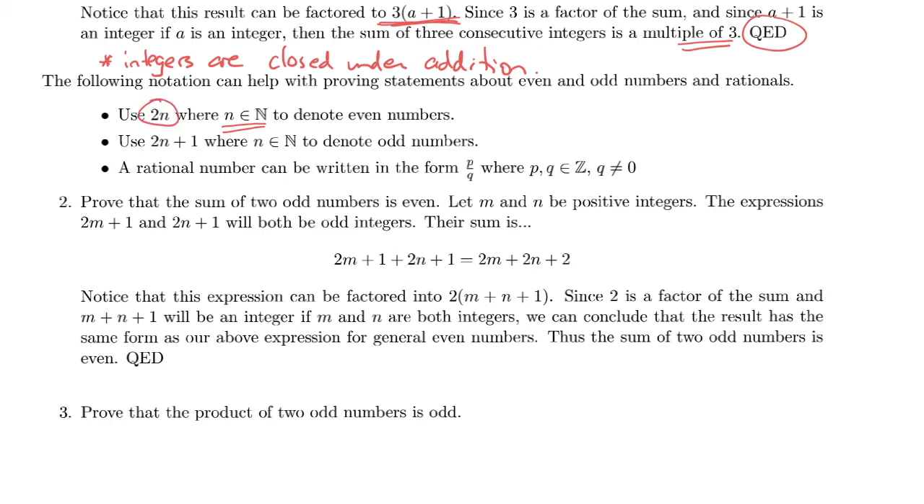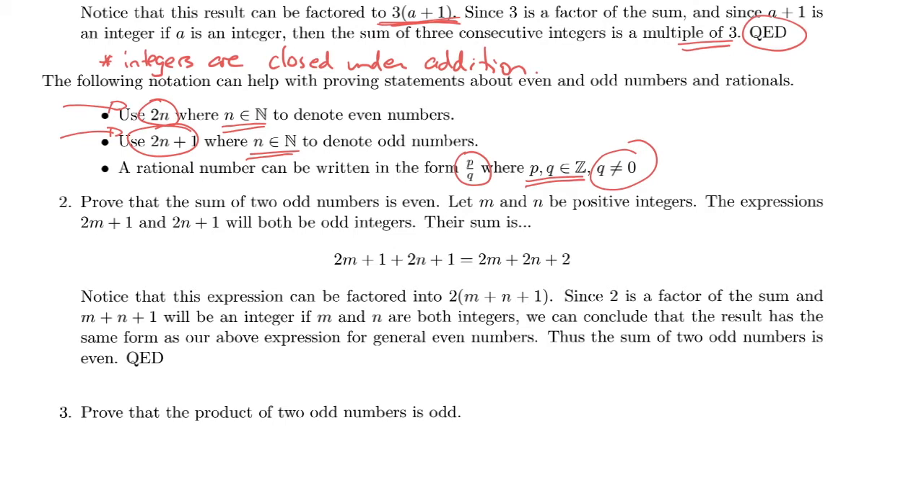So if we let n be a natural number, we know that 2n is going to be an even number. It's going to be a number that's divisible by 2. And if that's true and we let n be a natural number, 2n plus 1 will be an odd number. So we're going to use these two structures to help us deal with proofs about odd numbers and even numbers. And then a rational number is in the form p over q, where p and q are both integers, and we add that extra bit that we don't want q to be equal to 0 because that would make these things undefined.